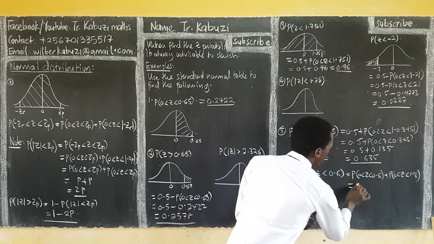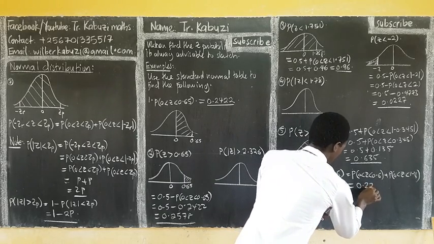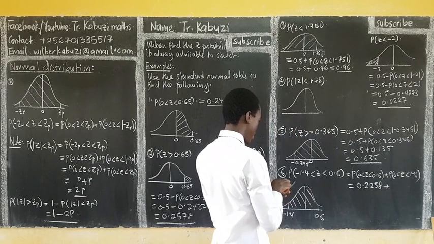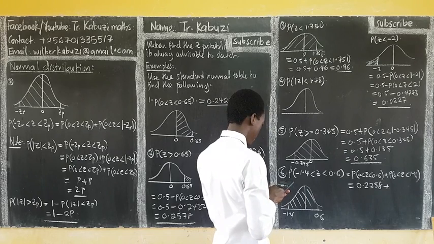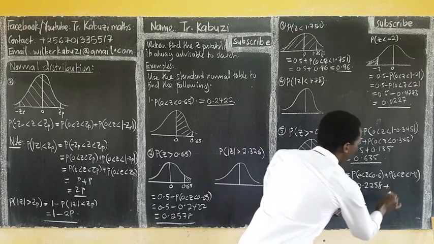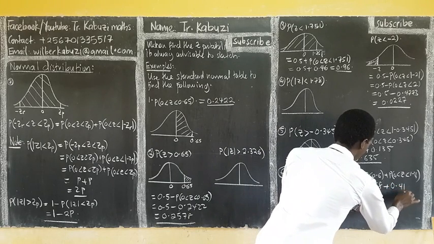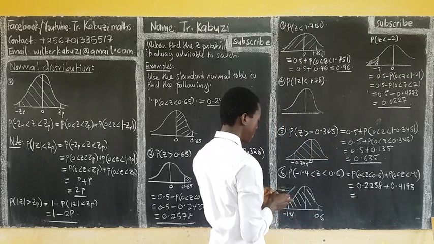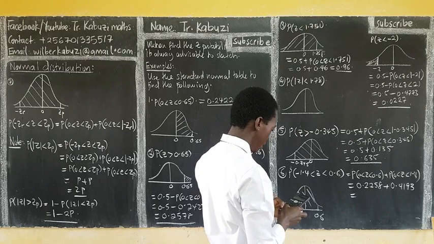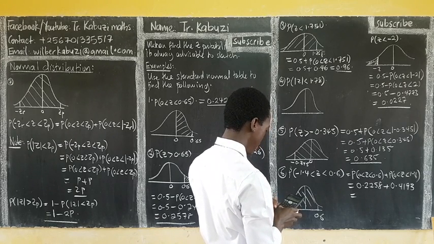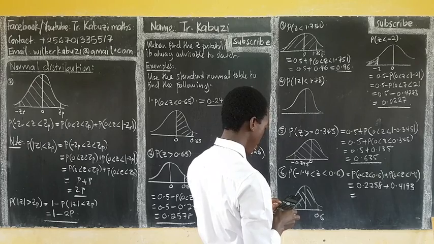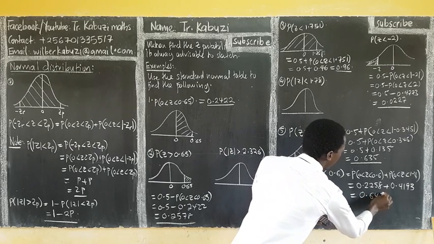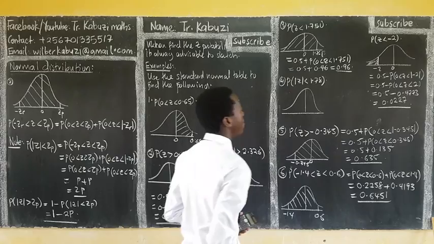So me here I'm getting 0.2258. Then when I press that, I get 0.4193. And when we add that, we get 0.2258 plus 0.4193. Get 0.6451. That will be my answer there.